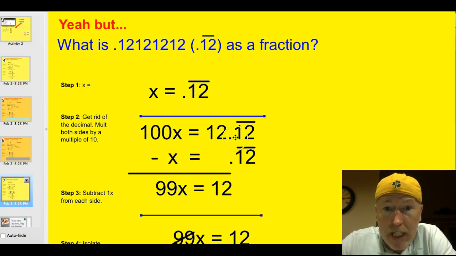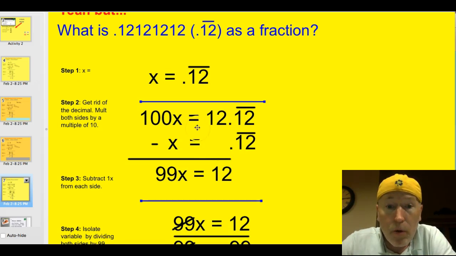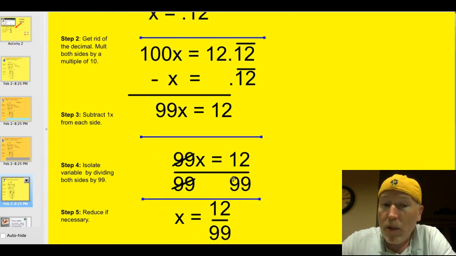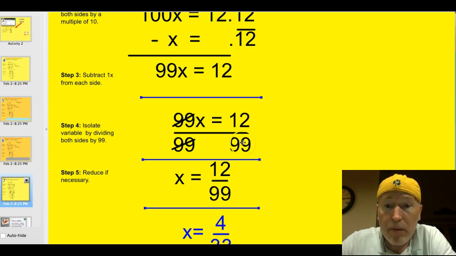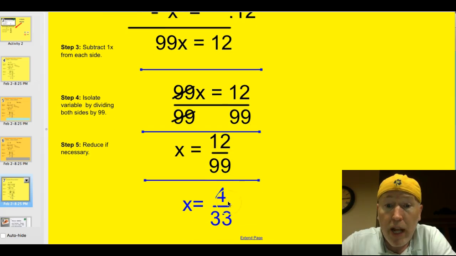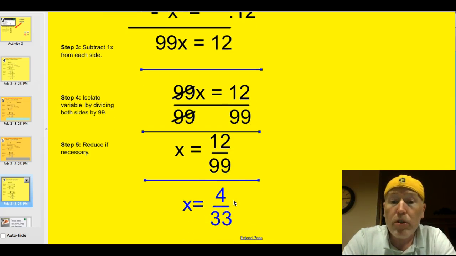We multiply both sides by 100, so we got 100x equals 12.12 repeating. Now we're going to subtract just one x because that'll help us get rid of all of these repeating 1s and 2s. When we do that, 100x minus 1x, you got 99x is equal to 12. One-step equation time. Divide by 99, they cancel out. This side, you end up with 12/99, which you can actually reduce down to x equals 4/33.